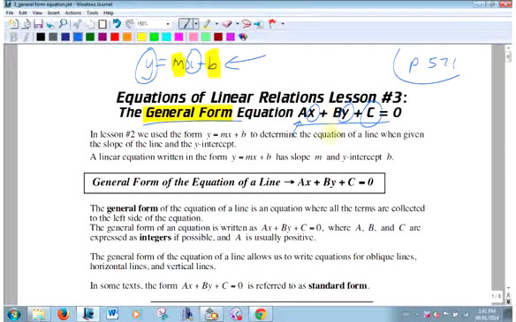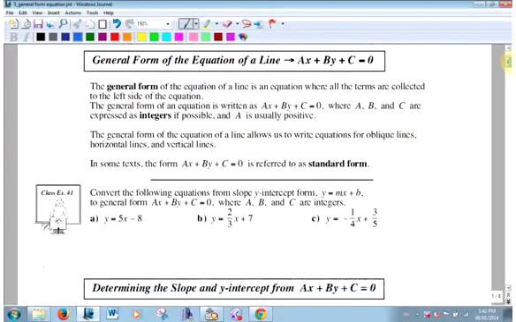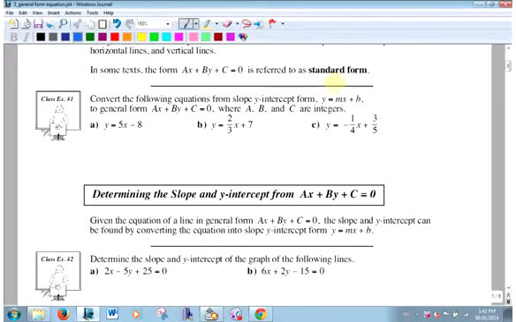A is also some number, and b is also some other number. There's no meaning here. It doesn't tell you the slope, doesn't tell you the y-intercept, doesn't tell you an x-intercept, doesn't tell you anything. But you need to know how to make this look like that and this look like that. That means manipulating it, i.e. algebra.